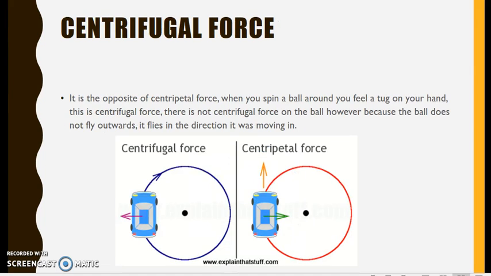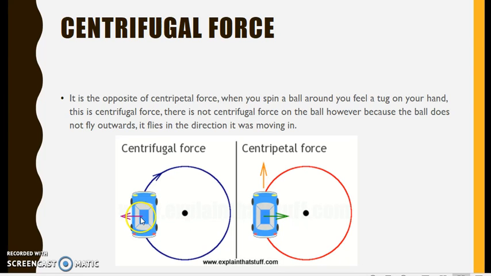Anyway, let's talk about centrifugal force. This is the opposite of centripetal force. When you spin a ball around, you feel a tug on your hand. This is centrifugal force. There is no centrifugal force on the ball, however, because the ball does not fly outwards. It flies in the direction it was moving in.